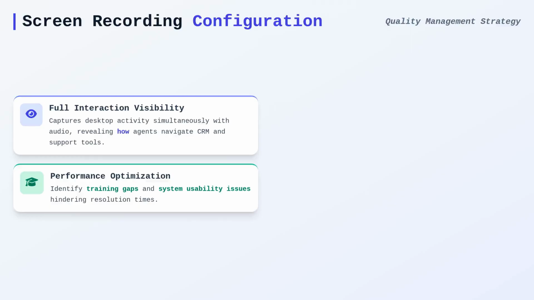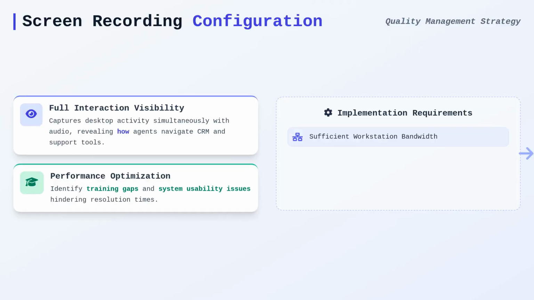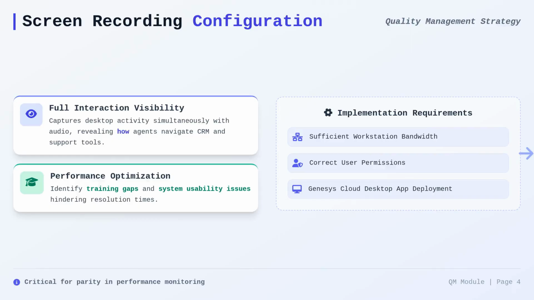It is essential to ensure that your workstation infrastructure supports the necessary bandwidth and that the Genesys Cloud user has the correct permissions to facilitate this capture. Remember that screen recording requires the integration of the Genesys Cloud desktop app, which must be deployed consistently across the agent pool to ensure parity in your performance monitoring.